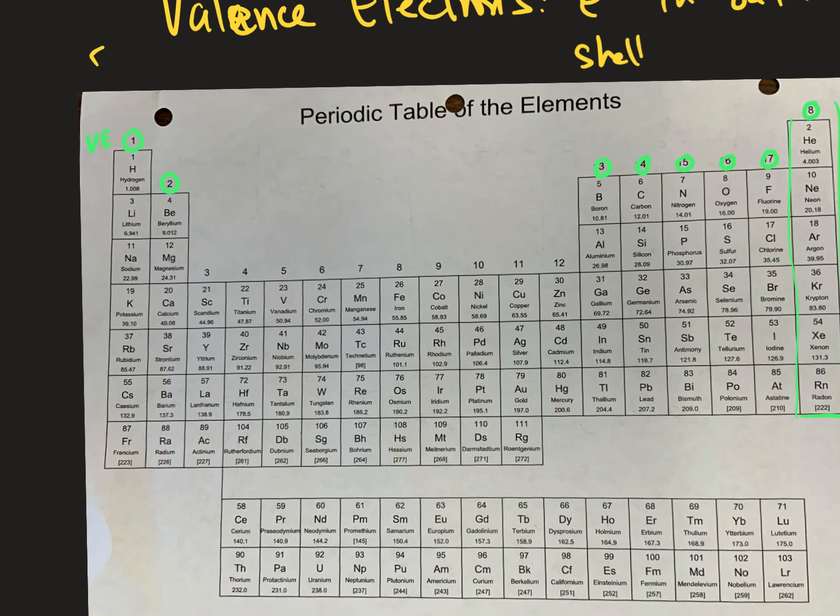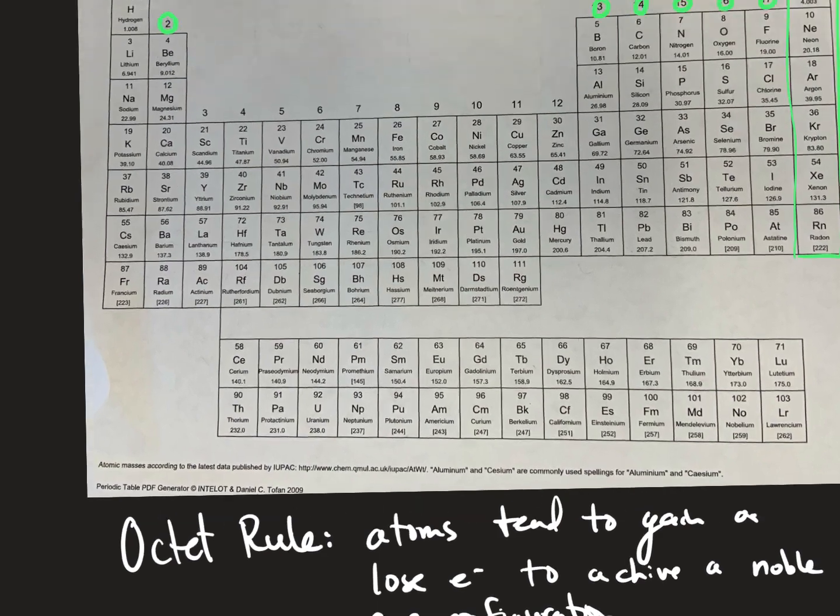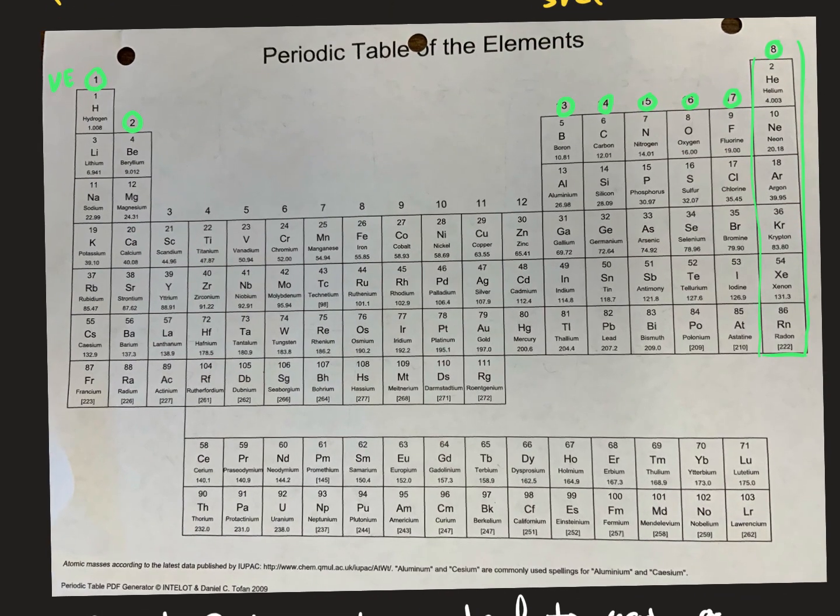Let's see. I think that's all I want to cover there. And now we got one more thing. And that is trends on the periodic table. You guys understand what a trend is? Does that mean everything has to follow that trend? No. Right? What's a trend these days?